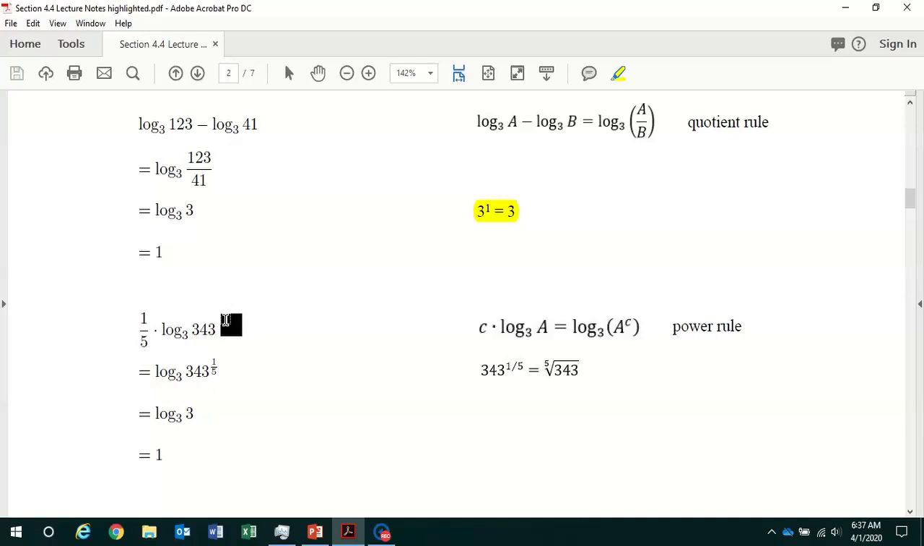Well, 343 to the 1/5 power, you remember our discussion from rational exponents earlier in the semester, is equivalent to the fifth root of 343. Well, the fifth root of 343 is equal to 3, and so this is equal to log base 3 of 3, and from up here we know log base 3 of 3 is equal to 1. So 1/5 times log base 3 of 343 is equal to 1.